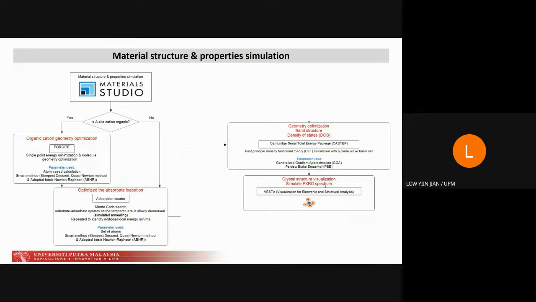And to predict the material structure and properties, Material Studio is used for the material simulation based on the first principle calculation, DFT. And from here, we are able to generate the band structure, density of states, and the structural properties of the CsBiBr-based perovskite material after substitution and before we substitute with the MA organic cation.